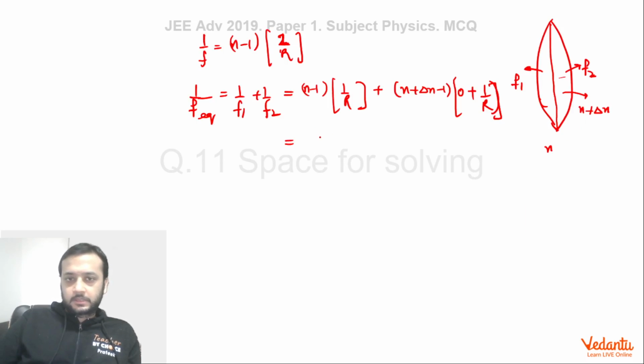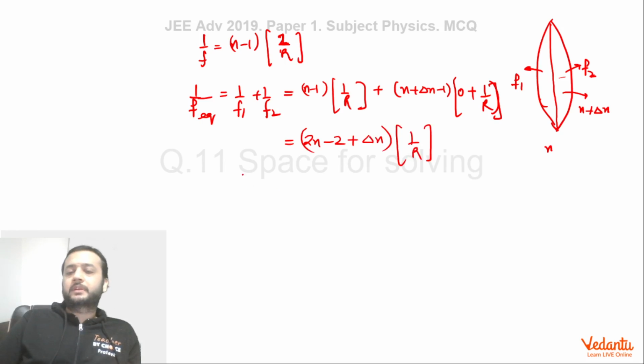This becomes, if you see, this will become n plus n, 1 by r, तो common आ जाएगा n plus n, 2n minus 2 plus delta n. So 2n minus 2 plus delta n into 1 by r. ठीक है.